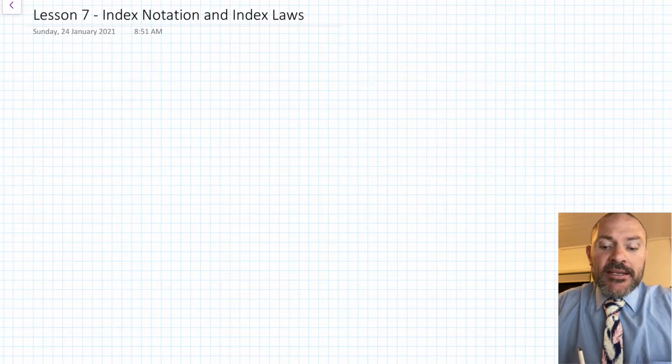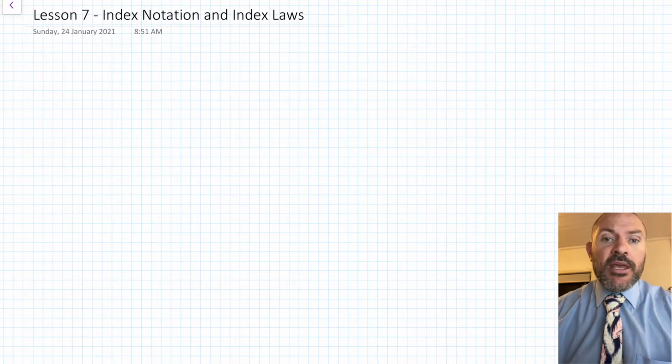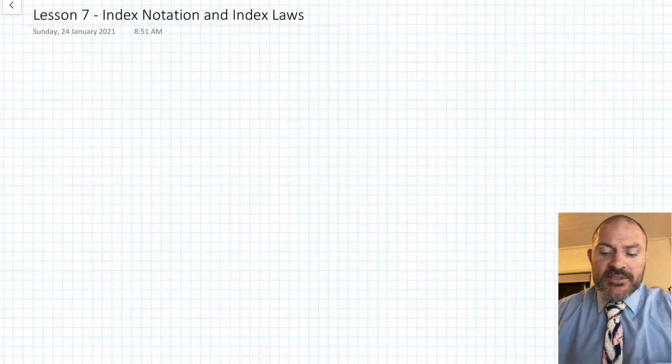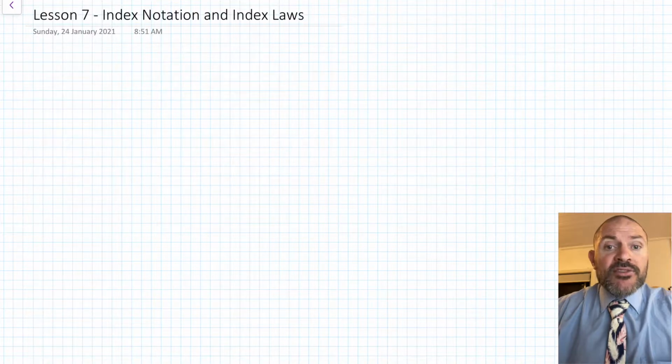Today we're looking at index notation, index laws. So we're moving on from those last topics that we've been looking at with algebraic equations, but there are still going to be some similarities in what we do. A couple of first things, this is just revision from year 8, so hopefully you do remember some of this stuff. First of all, can you actually remember what an index is?